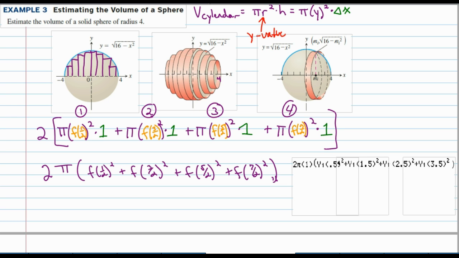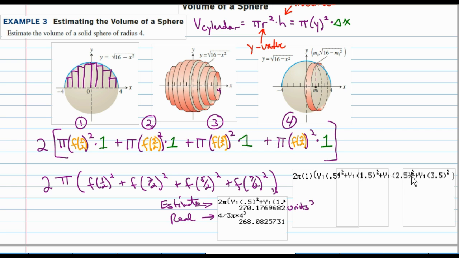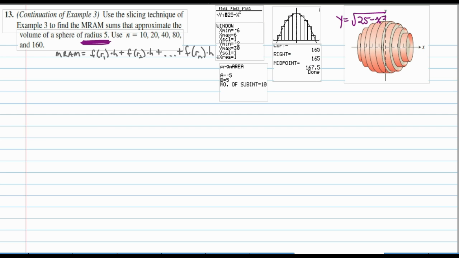And then my final answer, after doing this, would be 270.18 units cubed, which is my estimate using this cylindrical method. But my real value, if I just take 4/3 pi r cubed and plug in 4 for r, is 268. So this was a slight overestimate.